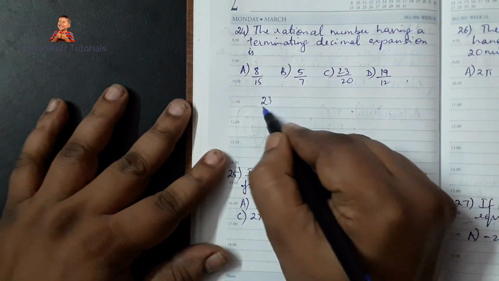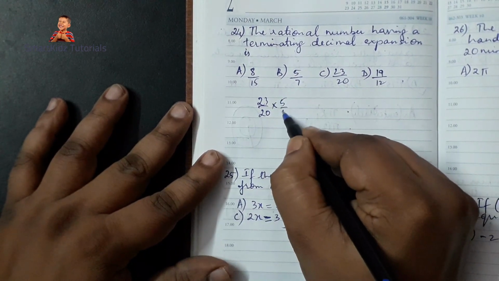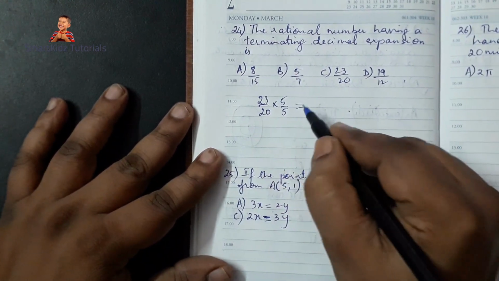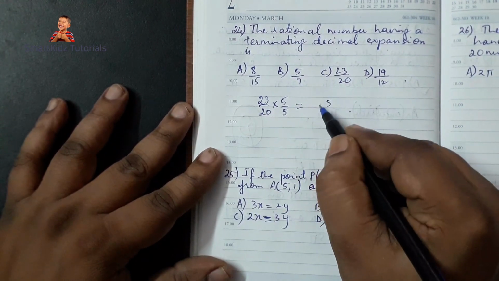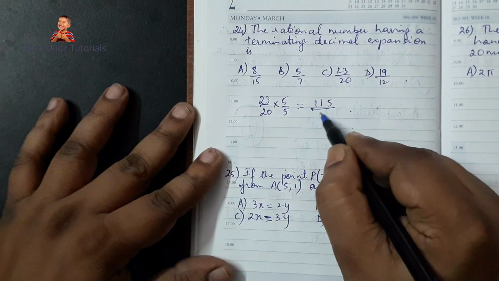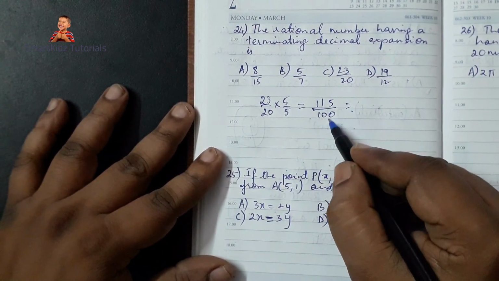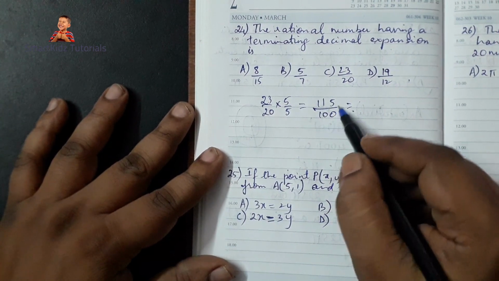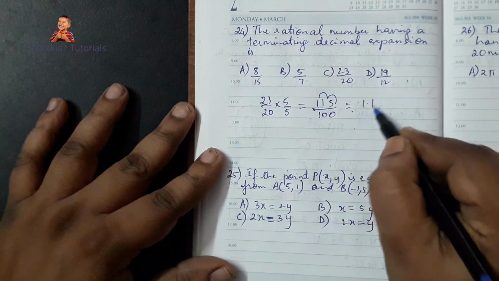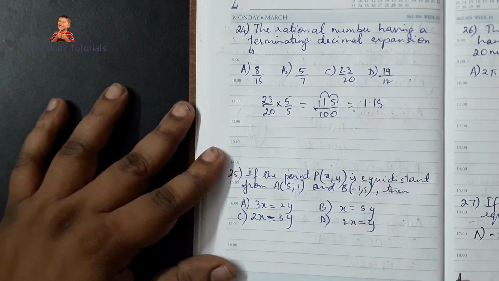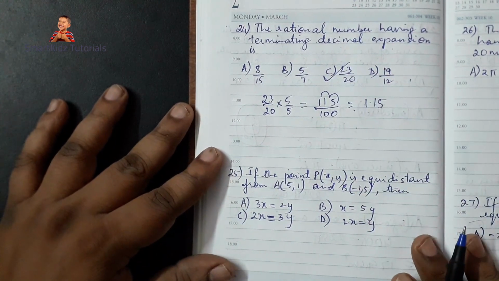So, 23 upon 20, I multiply it with 5 in the numerator and denominator so that I get 100 in the denominator. So, 23 into 5, 5 threes are 15, carry 1, 5 twos are 10, 115. 20 into 5 is 100. And if we take the two zeros, the decimal place will move two spots. So that means 1.15, and this is terminating. So terminating decimal expansion. So C is our correct choice.